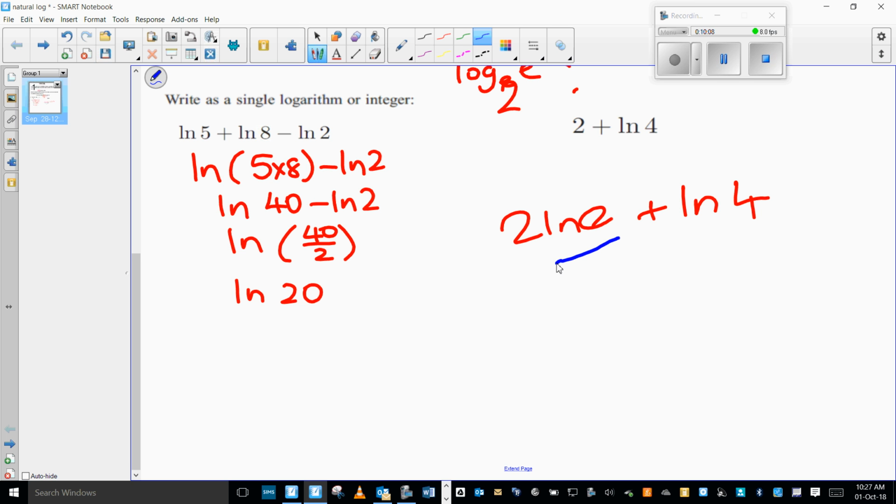Alright, so it's looking a bit better now, but this 2 isn't helpful when we're trying to join log statements. So where's this 2 going to go when we're joining log statements? To the power. Yes, so this is now going to be written as ln e squared. Happy with that? Excellent. Now we've got two log statements adding together, so we multiply. We would normally write the 4 at the front, so we would write ln 4e squared. Okay, so that's now written as a single logarithm.